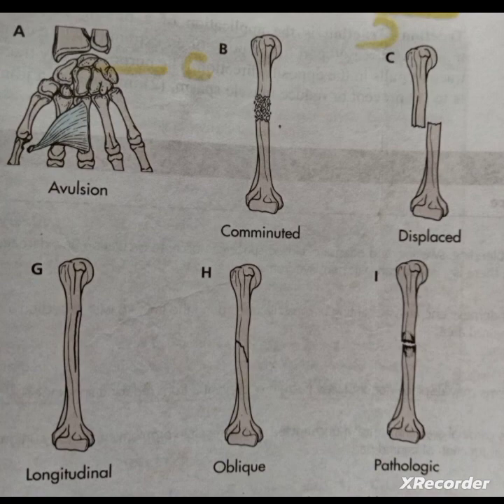Next one, comminuted fracture. Comminuted fracture is a fracture with more than two fragments. The smaller fragments appear to be floating. So in a comminuted fracture, there will be more than two fragments and the smaller fragments will be floating. Next one, displaced or overriding fracture.